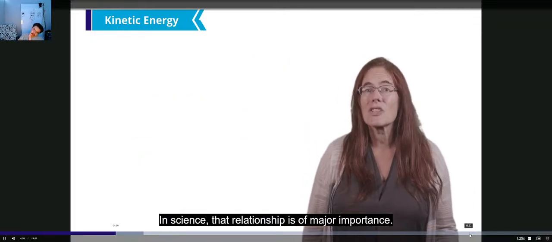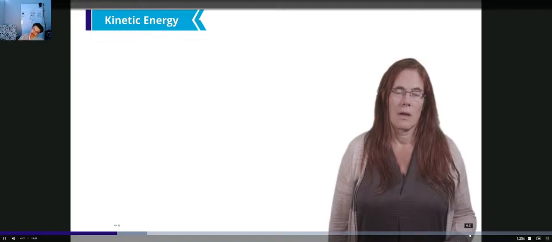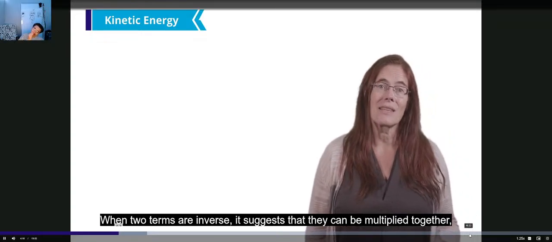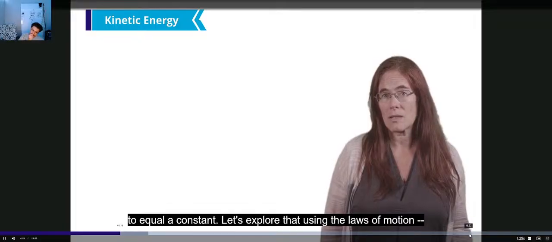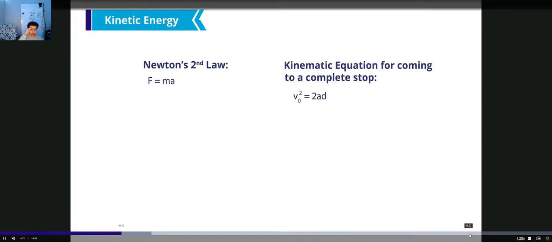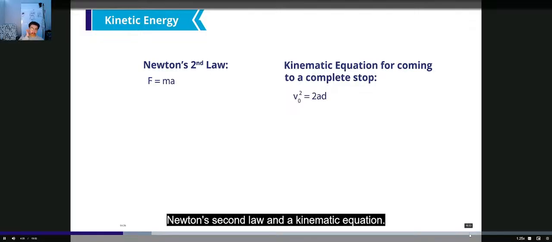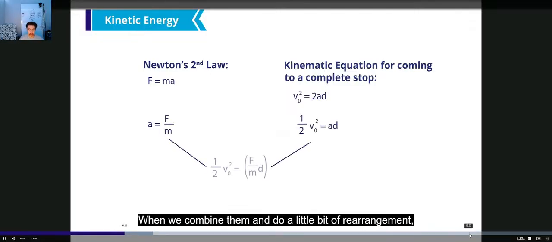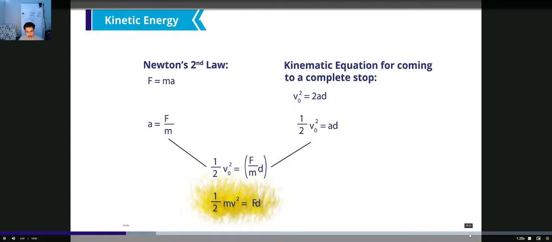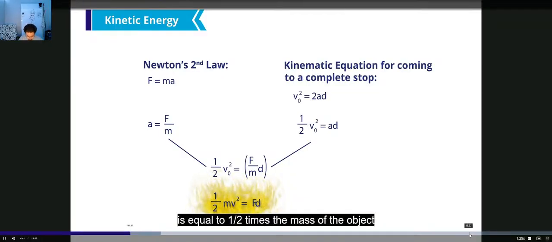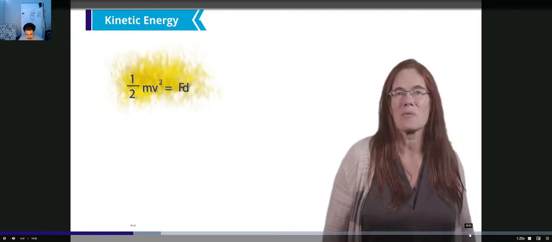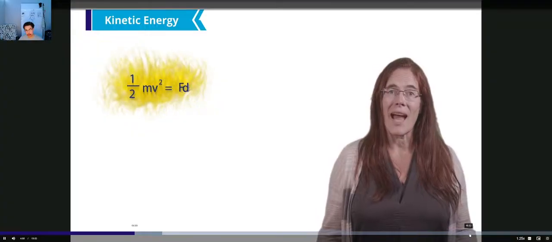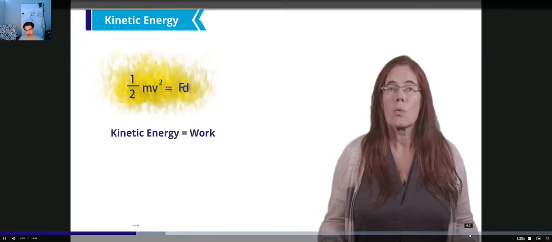In science, that relationship is of major importance. When two terms are inverse, it suggests that they can be multiplied together to equal a constant. Let's explore that using the laws of motion, Newton's second law, and a kinematic equation. When we combine them and do a little bit of rearrangement, we find that the force that stops the moving object times the distance that it moves while it stops is equal to 1/2 times the mass of the object times its original speed squared. That may look like a familiar expression. A common way to read that is kinetic energy is equal to work.